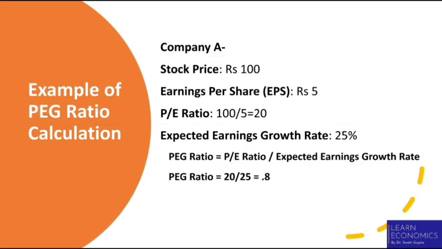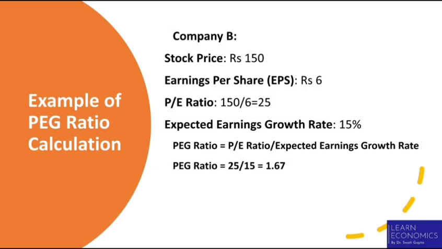Now we will try to understand this PEG ratio with the example of two companies. Suppose there is a company A whose stock price is rupee 100 and its EPS, earnings per share, is rupee 5. So the PE ratio is equal to 100 divided by 5, which is 20. Expected earnings growth rate is equal to 25%. So PEG ratio is equal to PE ratio divided by expected earnings growth rate. 20 divided by 25 is equal to 0.8.